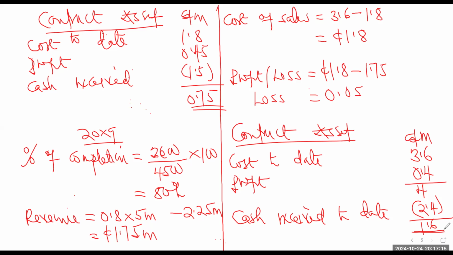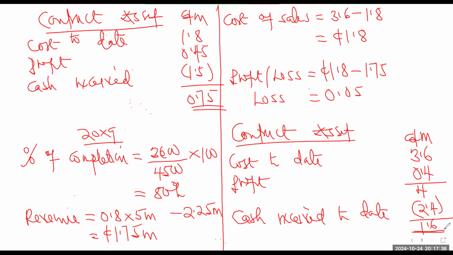So they are asking you, as at the end of every year, what should be the contract asset? The first one was 0.75. This one will be what? 1.6. At any point in time, what you have to know is that the revenue or the cost of sales, everything that you are calculating, they are all based on cumulative what? Figures.